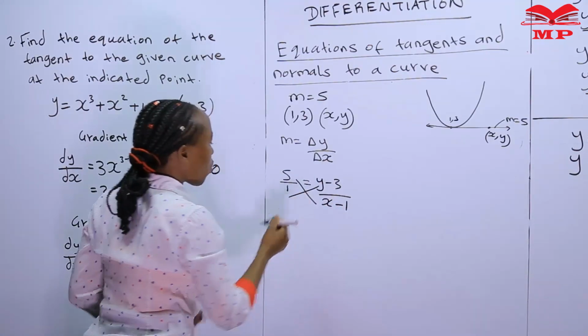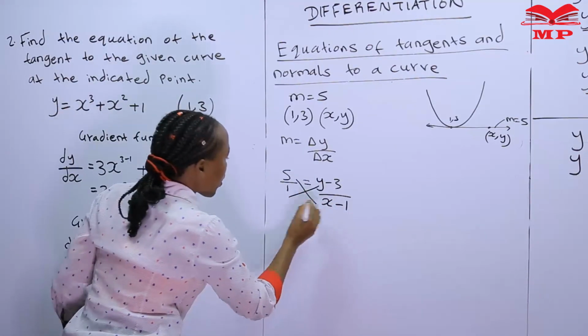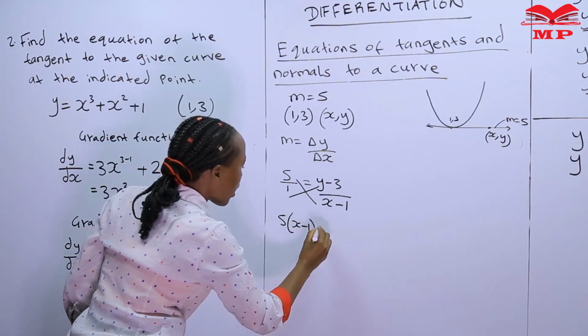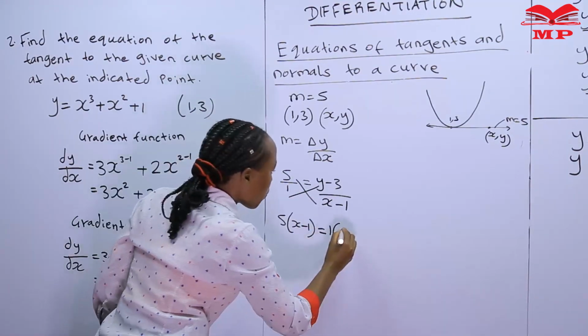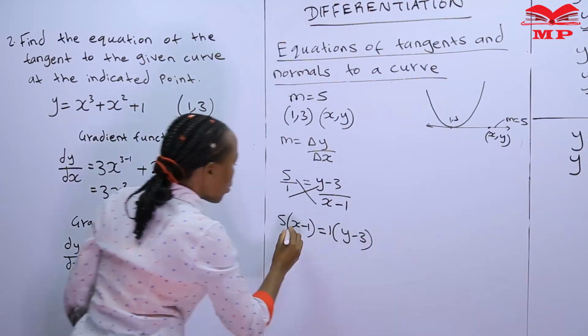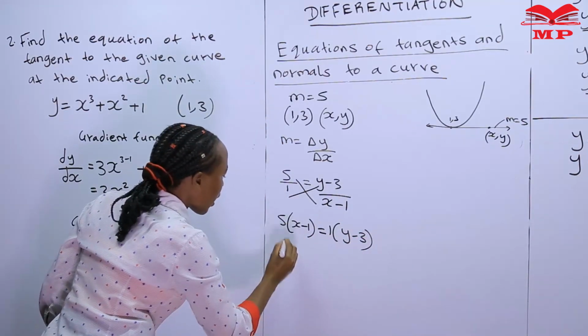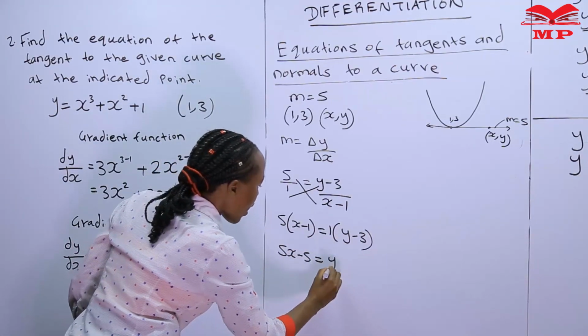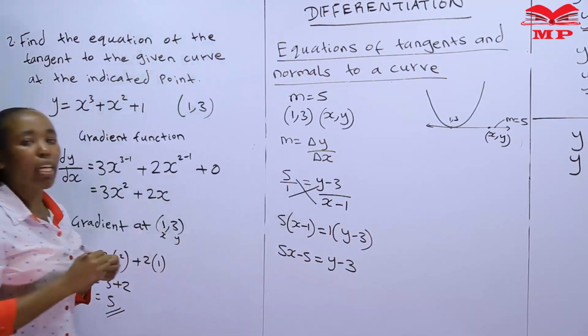Again, we cross multiply. So when we cross multiply here, we'll have 5 multiplied by x minus 1 is equal to 1 multiplied by y minus 3. So we open the bracket and we get 5x minus 5 is equal to y minus 3. So that is the equation.